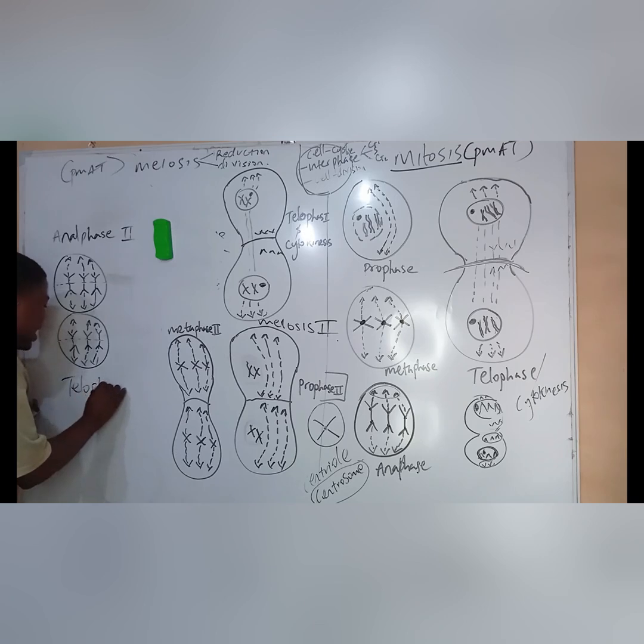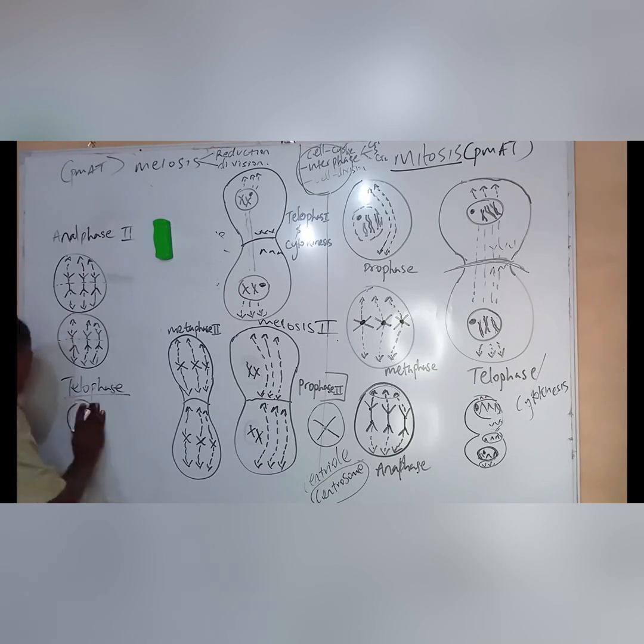Now, finally at telophase 2, what happened is that they have successfully gotten to their destination, and before you know, the spindles begin to disintegrate. For telophase 2, the chromosomes got into their destination. So now we have 2 cells. Each of those cells has chromosomes. So these are the chromosomes now.